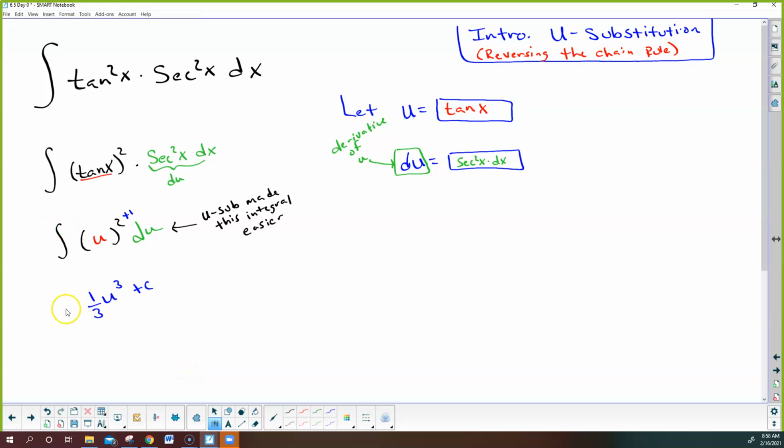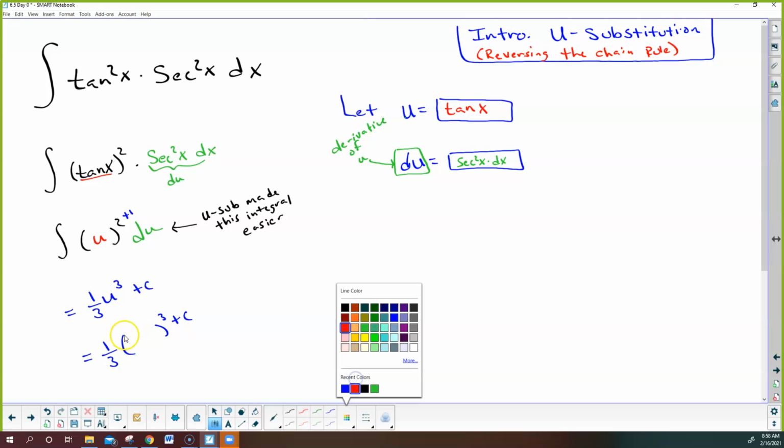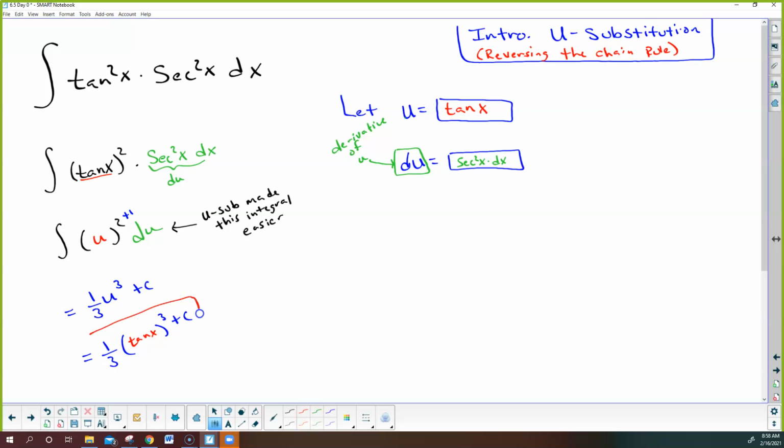Notice the integral symbol went away because I took the antiderivative. But our original problem was written in terms of x, not in terms of U. So all we have to do then is take this piece and replace it. Instead of U, we know U was tangent of x. And there's our answer.